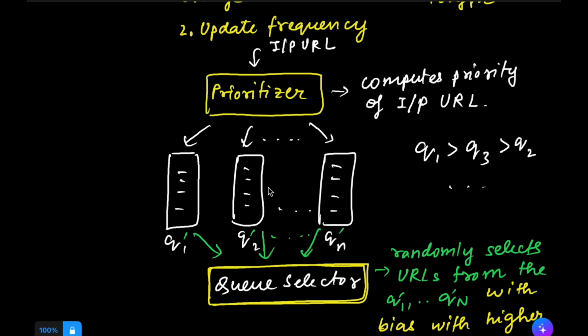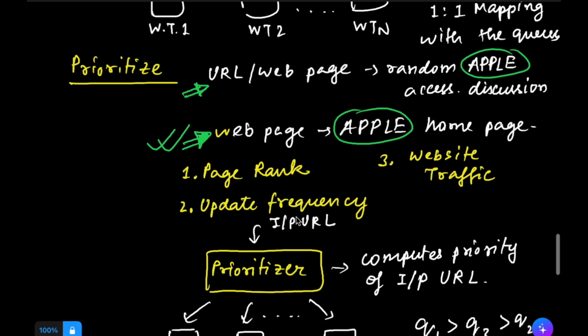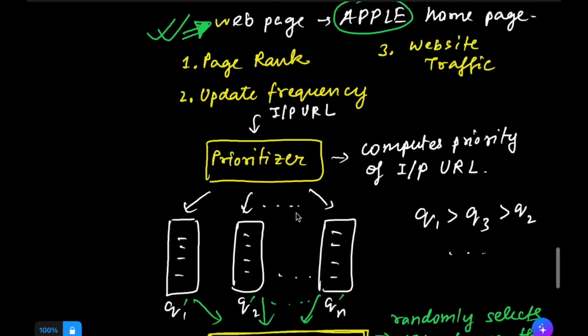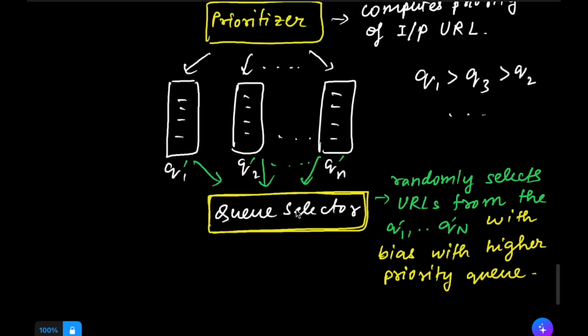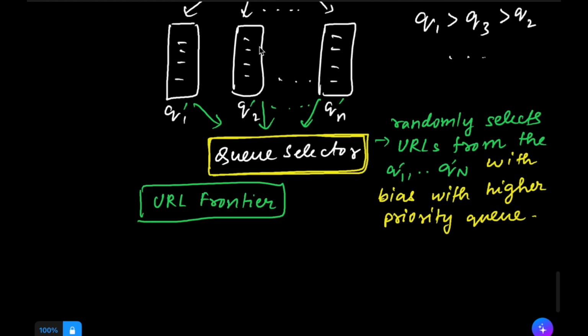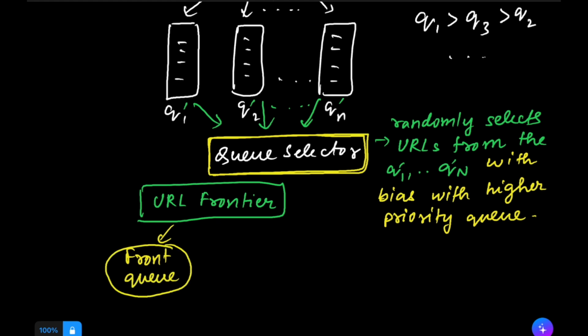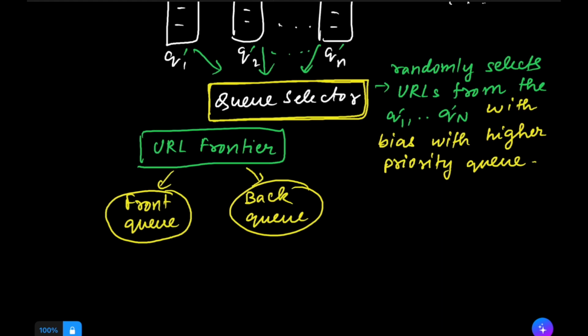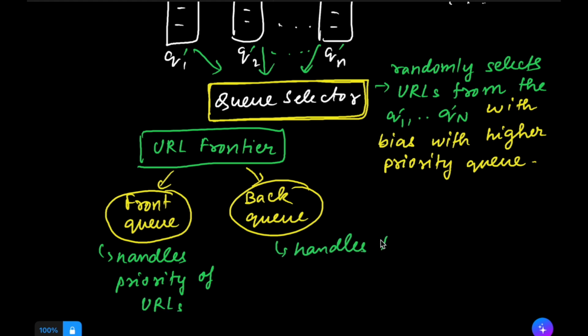After this URL has been redirected, we can follow the method of downloading the URLs just as we discussed in order to avoid the condition of impoliteness. So basically the URL frontier is made up of two sections. One is called the front queue, which we just discussed in the priority section, and the second is called the back queue. So the front queue handles the priority of URLs, and the back queue handles the politeness.